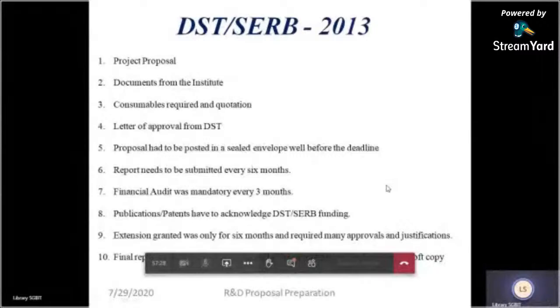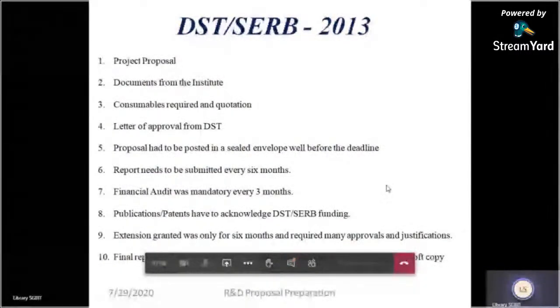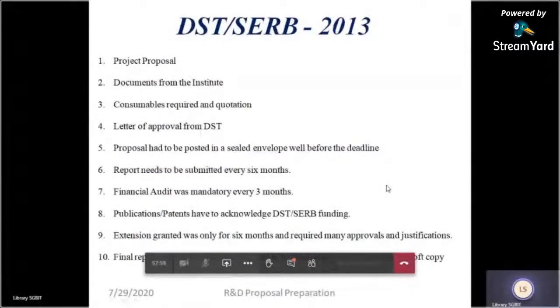So I've given you an example of DST in 2013, how it was. I've shown you the quotations. I've shown you the video TechWhip proposal. I've shown you the DST format, how it is in 2020. So there are many changes, and a lot is required from the investigators in 2020, and it's going to become more and more investigator based ahead. Also, it's going to be very tough to get funds from the agencies because they are really looking at state-of-the-art research.